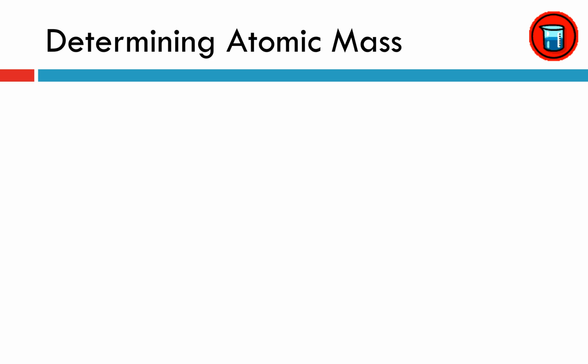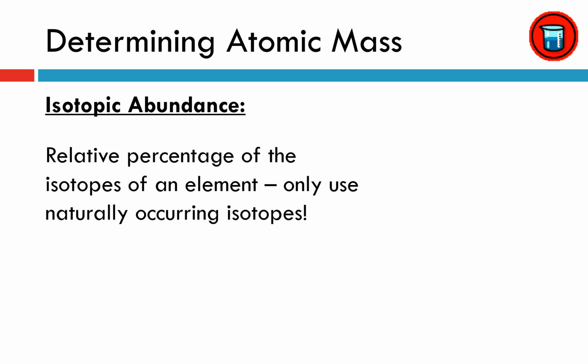So one of the big things that we're going to do today is take isotopic information and try to figure out what the atomic mass, or the average atomic mass more specifically, of an element would be. And in order to do that, we need to know what the isotopic abundance, or relative abundance, of each of the isotopes is. All we mean by that is the percentage of isotopes of an element. So basically, what percentage of them are going to be at the different masses. We use only naturally occurring isotopes. Lab scientists can put together isotopes of all different sorts of masses, but we're not going to worry about those. We'll only concern ourselves with naturally occurring isotopes.